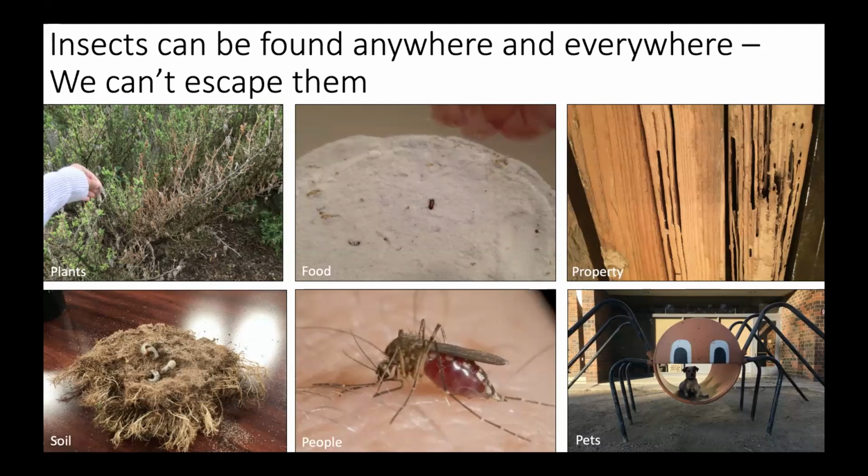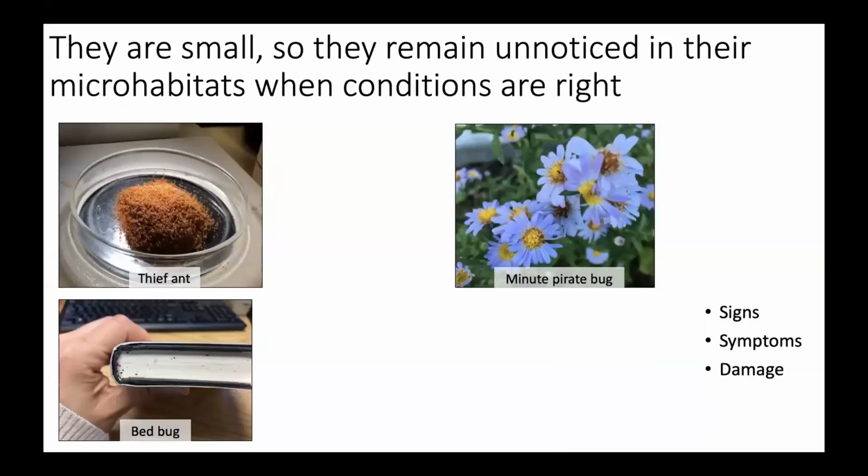They're pretty much everywhere. And we really can't escape them, in our plants, inside, outside, in our food, even in our pantry, some of our property, the things we build our homes with, the stuff we put in our fireplace, the soil that we have outdoors, our turf. We've got insects that feed on our blood, and also ones that are pests of our pets. So they're pretty much everywhere. They're pretty small, so they remain unnoticed in these microhabitats where these conditions are right for them.